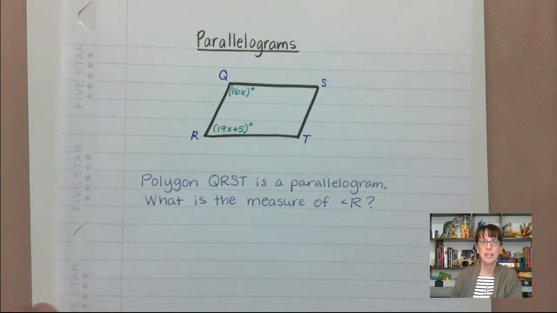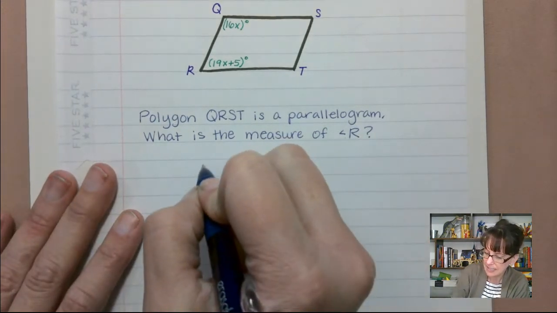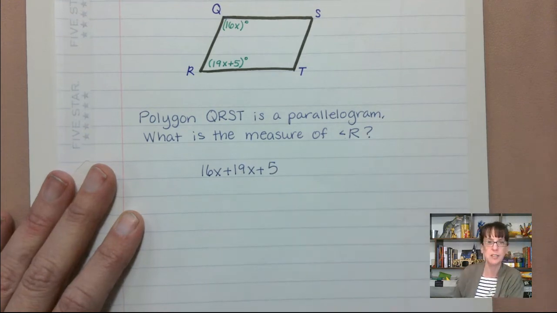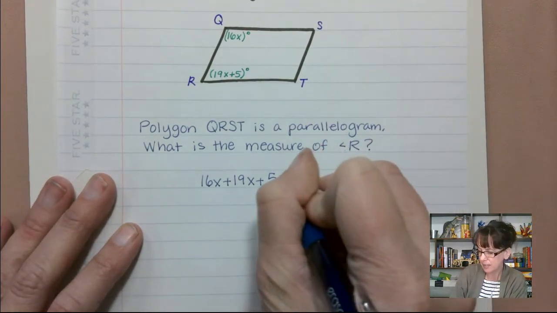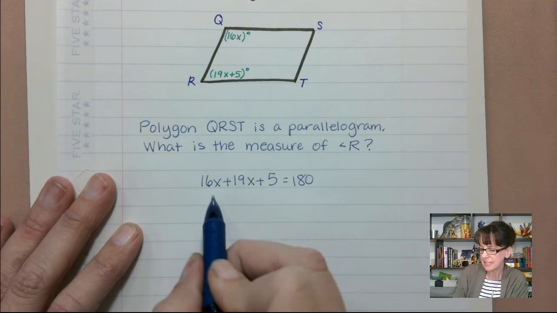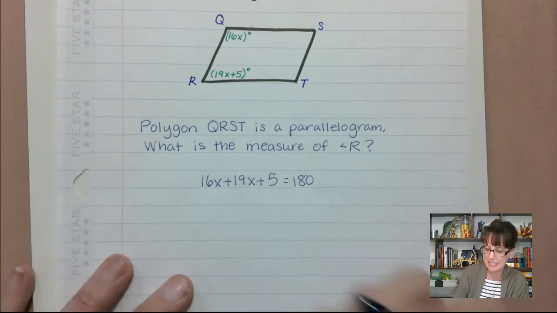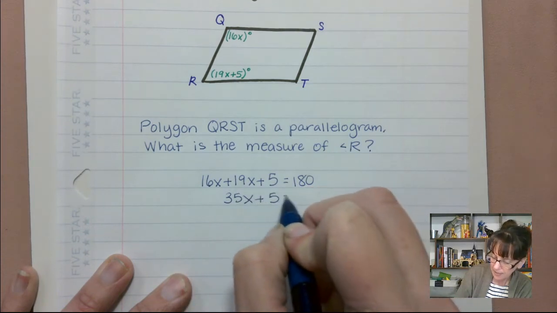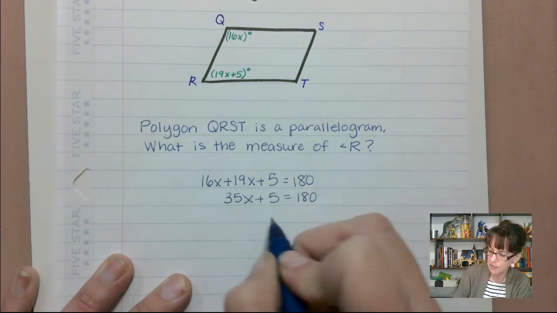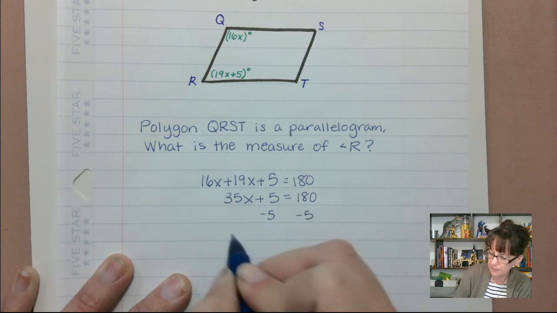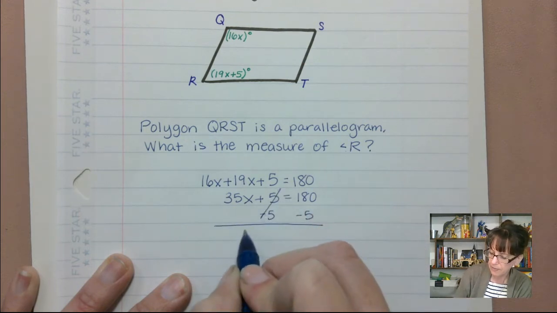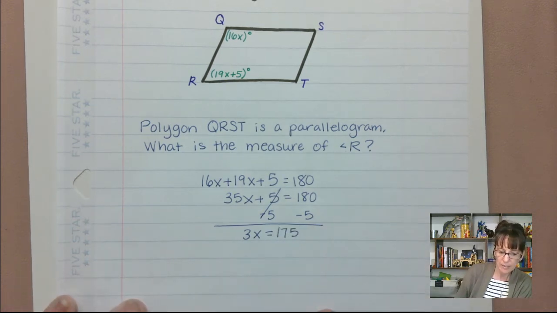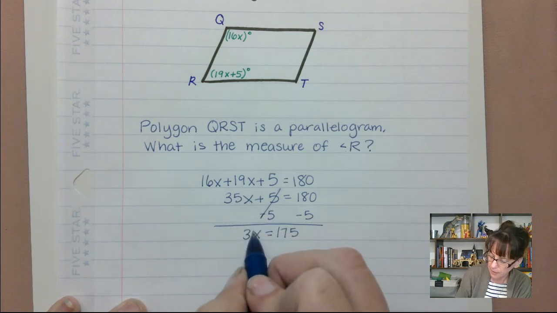They're supplementary. So what we have is 16x plus 19x plus 5. I'm just adding those two angles together. That equals 180 degrees. 16x and 19x gives us 35x plus 5 equals 180 degrees. Let's go ahead and minus 5 from both sides. We get 35x equals 175 degrees.